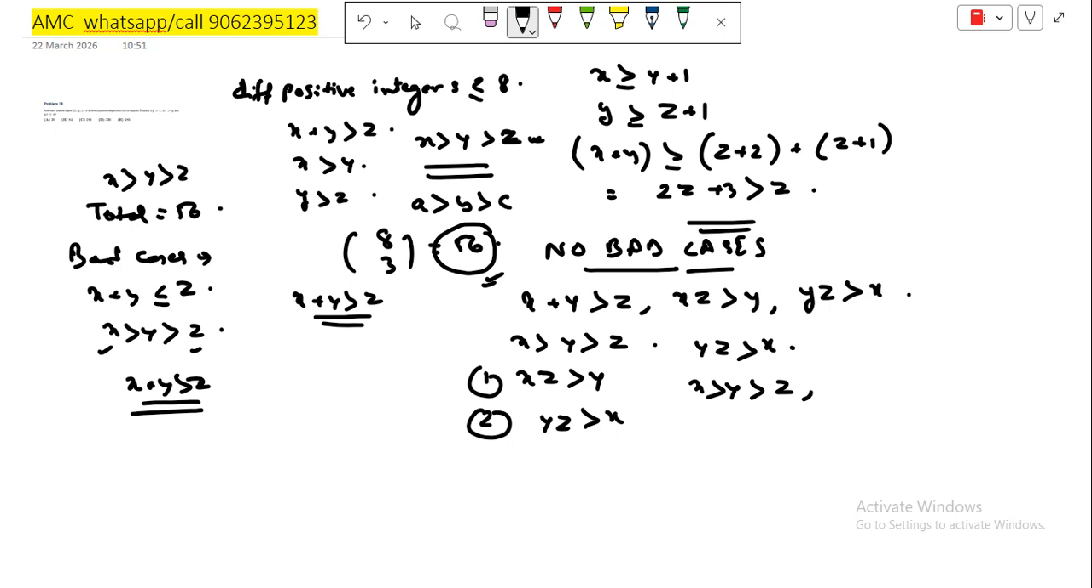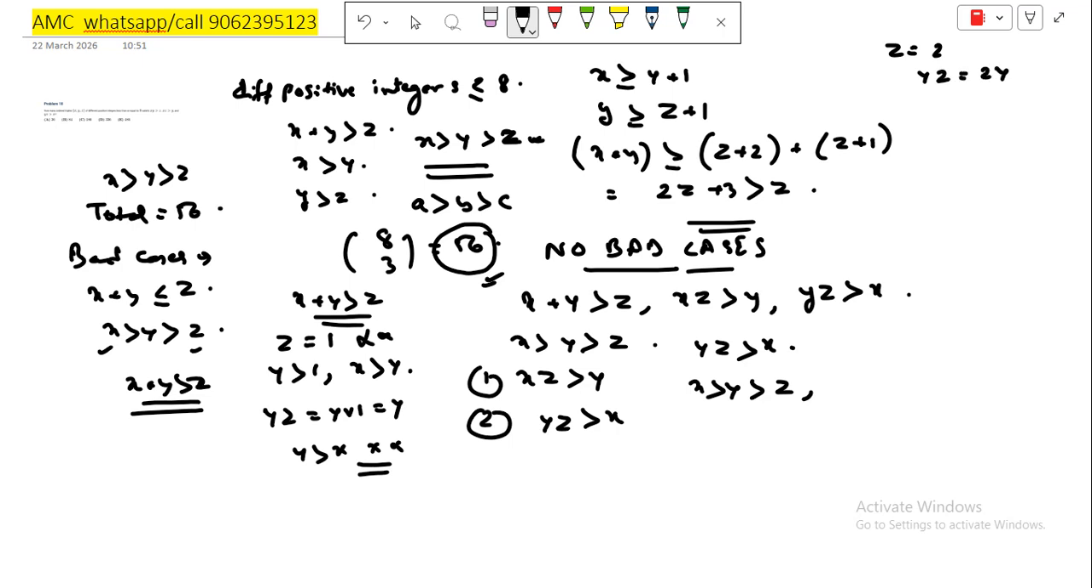Let's fix z equal to 1, then y greater than 1, x greater than y. So check yz is equal to y times 1, that is y. The condition is y greater than x. So impossible, right? Since x is greater than y. So z equal to 1 has no solution. Okay, try z equal to 2 now. So yz is equal to 2y. We need 2y greater than x.